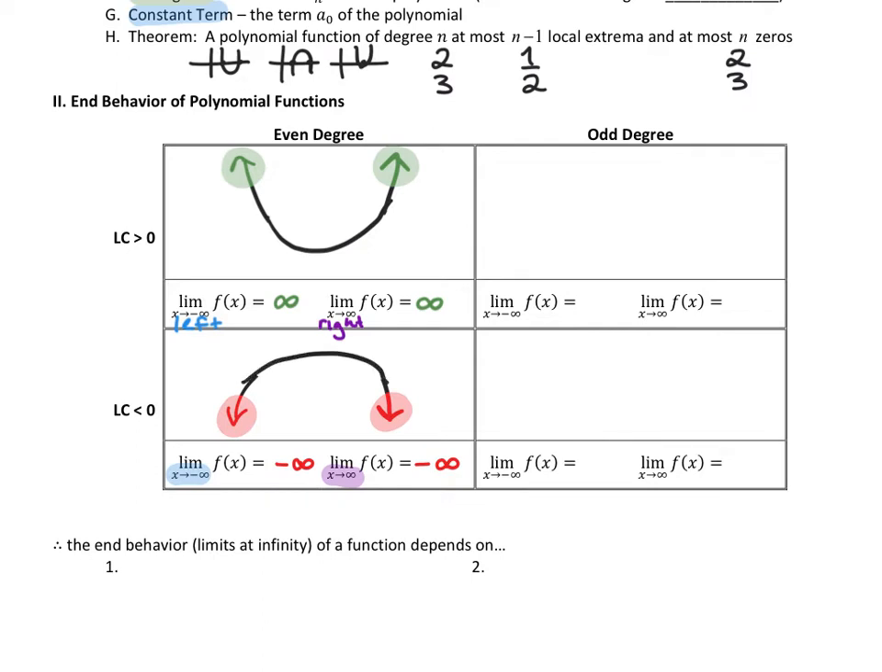If we think about an odd degree function, the easiest odd degree function to think about is just the plain linear. This is just x to the first power. This is what x to the first power looks like, where on the left side we're going to negative infinity, and on the right side we're going to positive infinity.